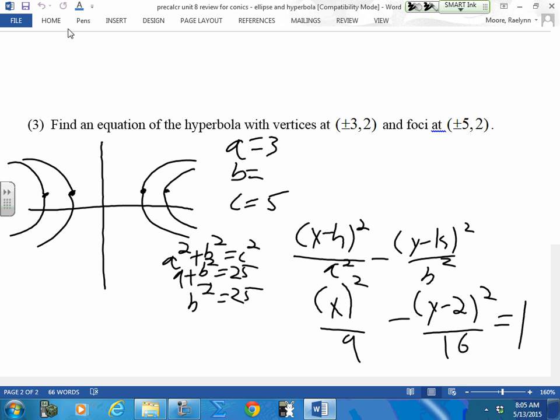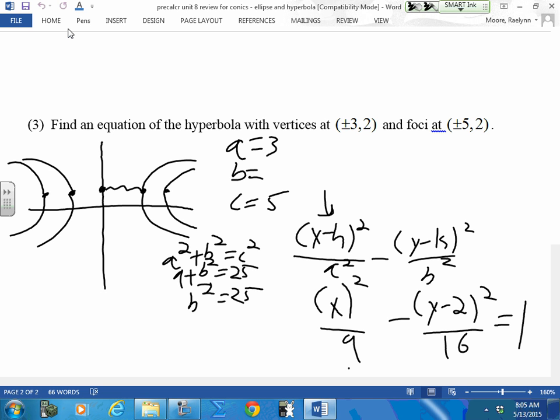So he found the center to be at 0, 2. He found the distance from here to here to be 3. This is his A. This is his major axis because they're opening across the X. So the X has to come first. In subtract, that's what matters, who comes first. That's who gets the A squared. So his 3 goes under here.